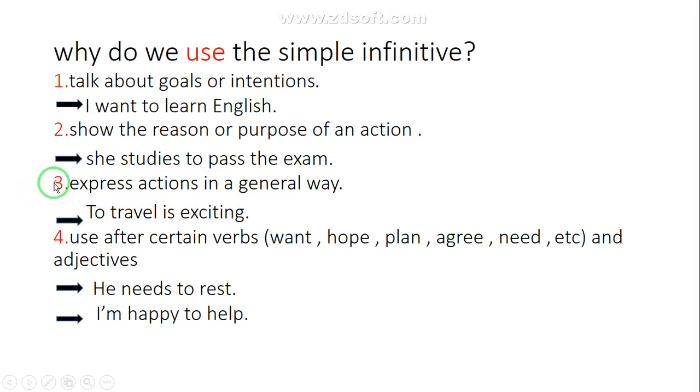Reason number three, express actions in a general way. To travel is exciting. And reason number four, use after certain verbs like what? Like want, hope, plan, agree, need, etc., and adjectives. So we use the simple infinitive after certain verbs like these and after adjectives.